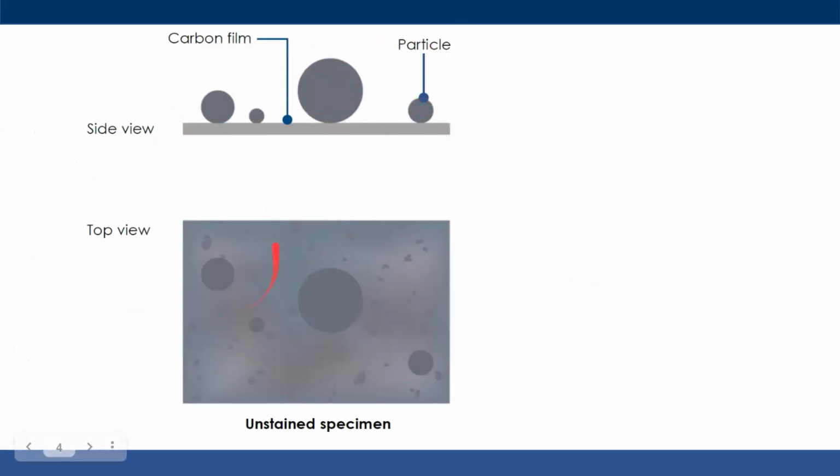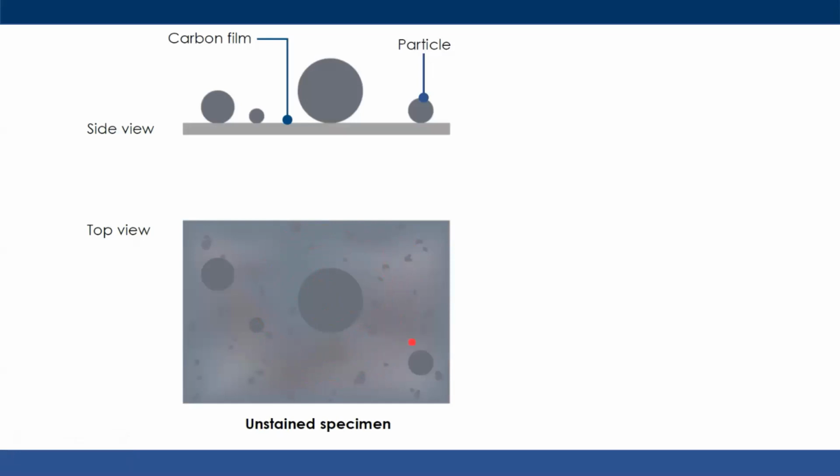Here we can see the top view of an unstained specimen, without the negative staining. Here we can see the particles, and we can see the background, some debris or noise or dirt. We can see it's an artifact, so we cannot tell exactly the difference between the particles we want to see and the background. Everything is a little bit shady.